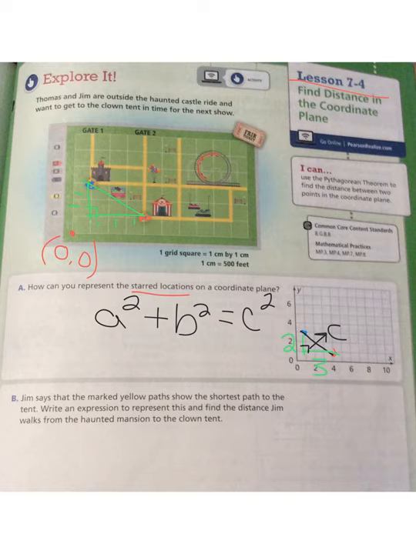we want to get to the clown tent in time for the next show, if we wanted to walk from this top part and we go down 2 blocks and over 3 blocks, we know we've traveled a total of 5 blocks. Well, let's see what happens if we just go straight, cutting through. So if I put 2 squared plus 3 squared equals c squared, I'm going to change colors, that's hard to see. 2 squared would be 4, 3 squared would be 9. Add them up.